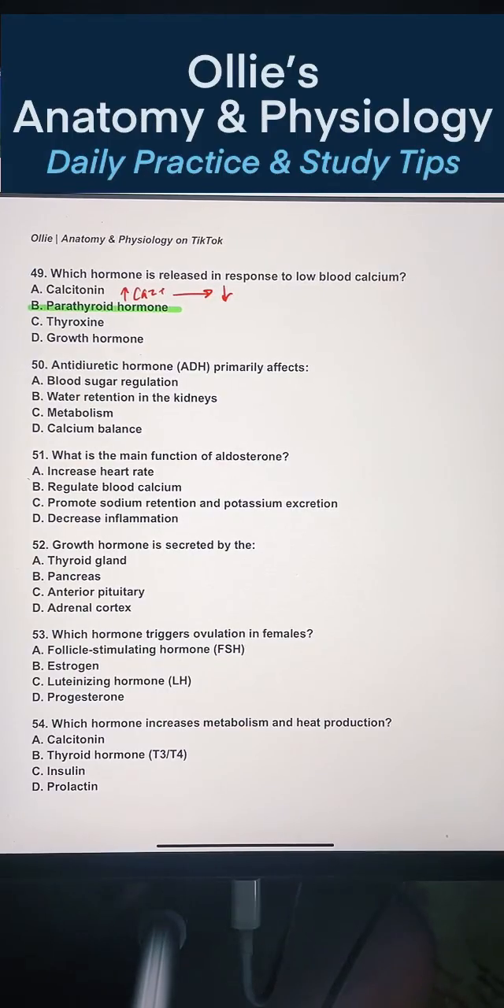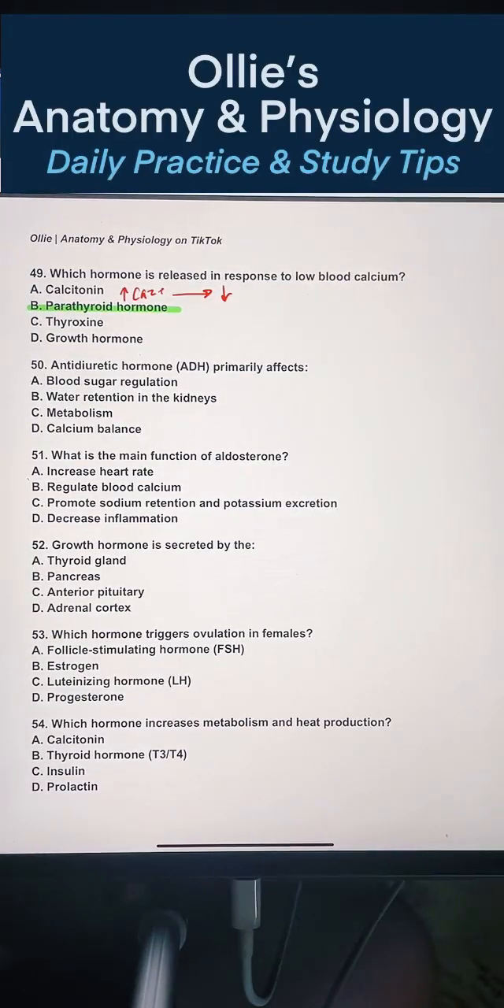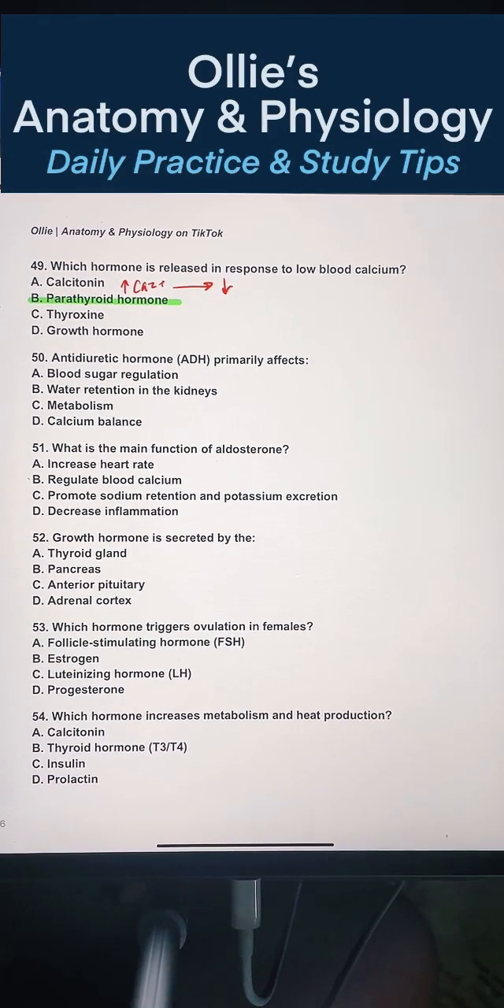So we're going to decrease osteoclast activity, increase osteoblast activity. Remember, osteoblast builds up new bone. It's going to take calcium from the bloodstream, put it into our bone, forming new bone. Number 50, antidiuretic hormone, or ADH, is primarily going to affect what?